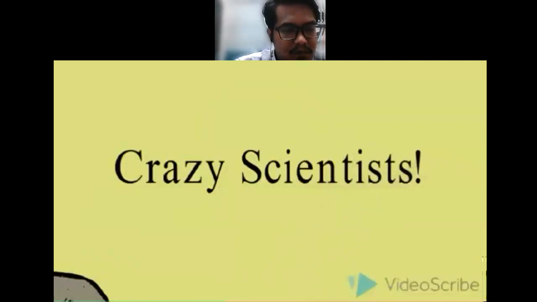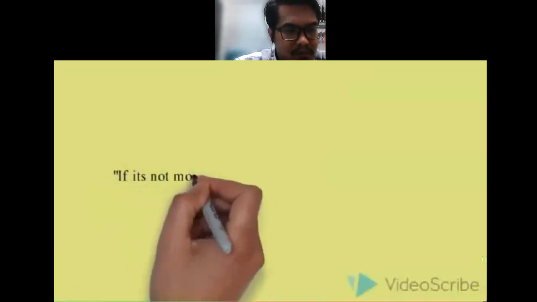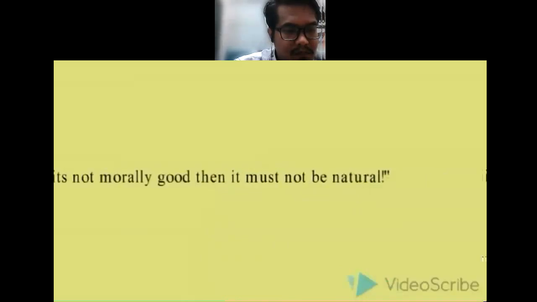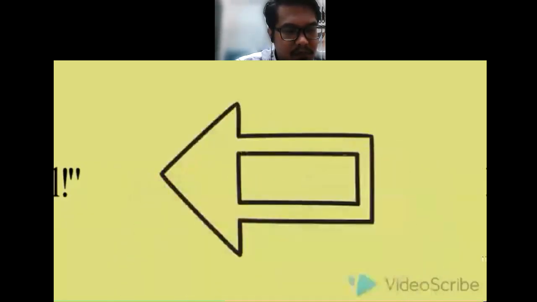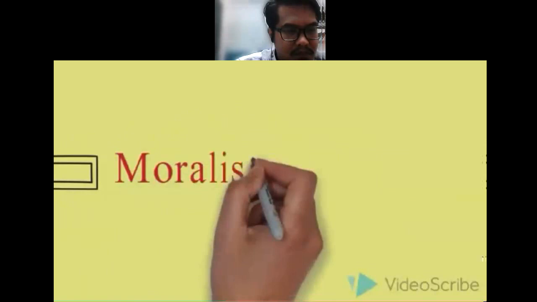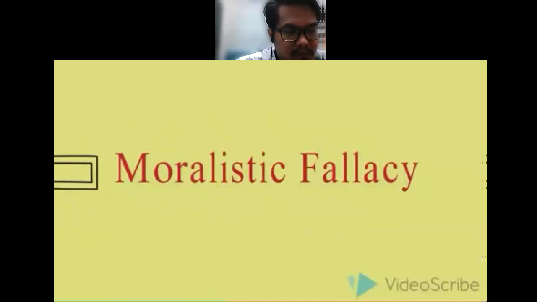This is the mistake of assuming that whatever is morally wrong must not be natural. To say that there is a biological basis for rape is not the same as saying that it is morally right or justifiable.